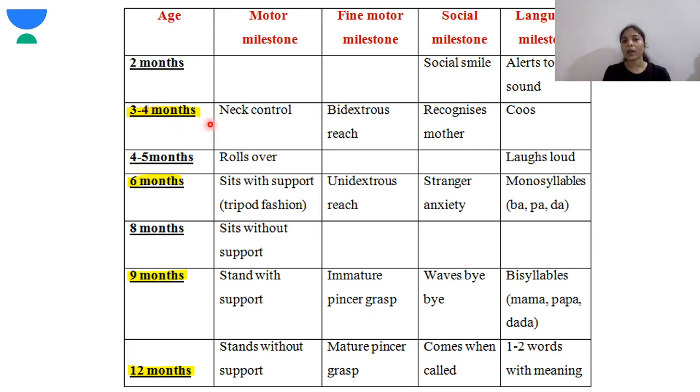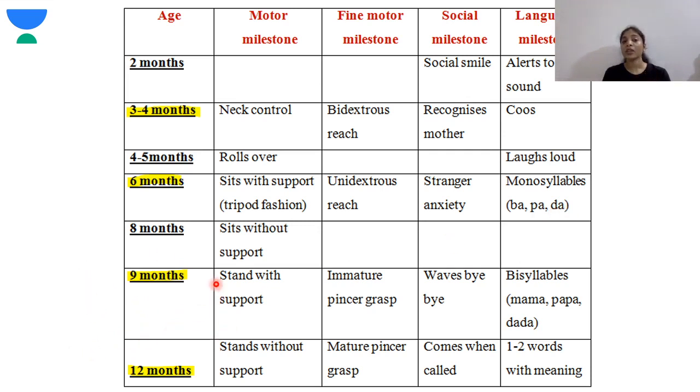At 3 months, in the motor milestone, it is neck control. Simultaneously, there is bidextrous grasp, recognition of mother, and cooing. At 6 months, the child sits with support in a tripod fashion. Then there is unidextrous reach, stranger's anxiety, and monosyllables. The baby starts saying monosyllables, ba, ba, da.